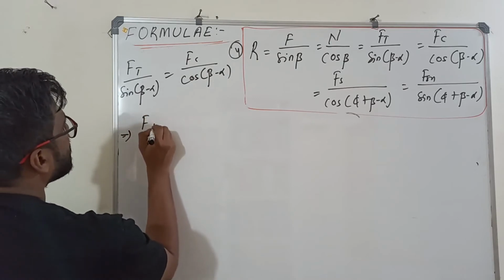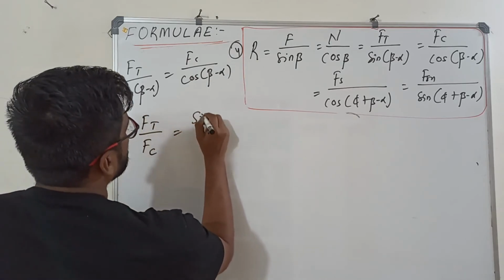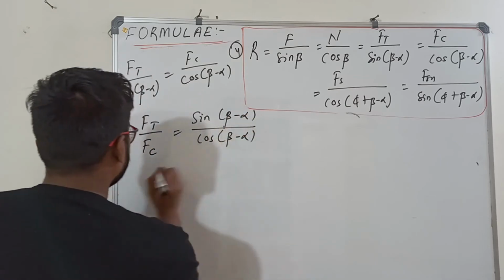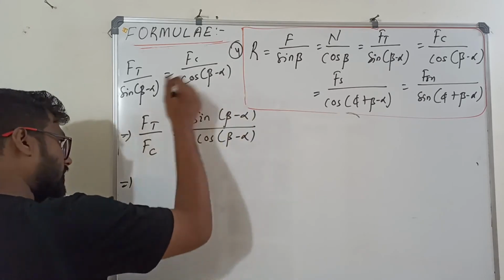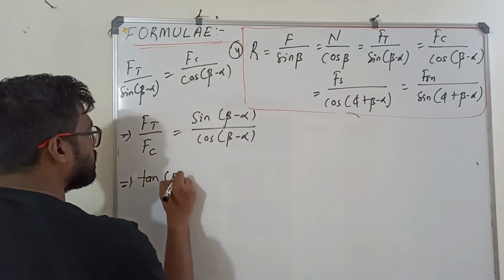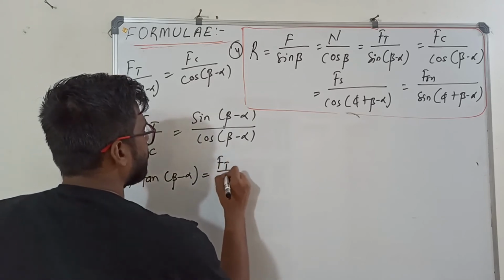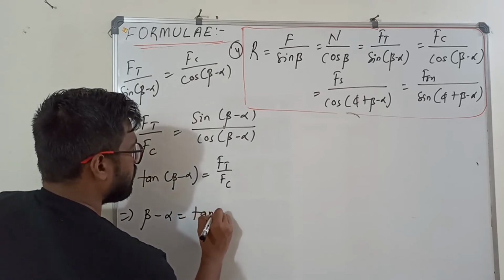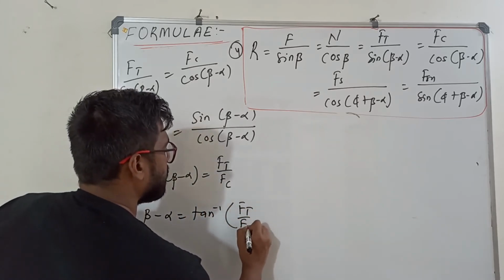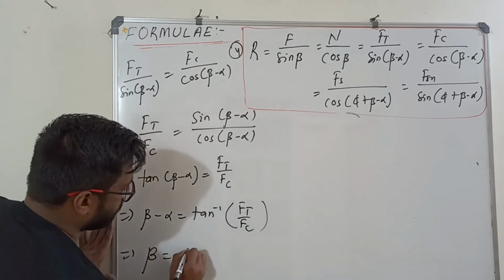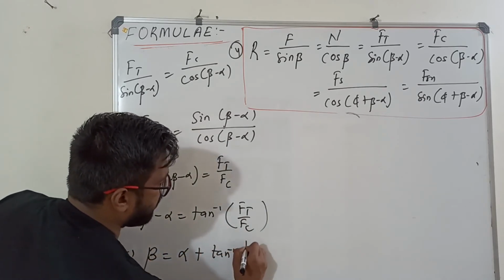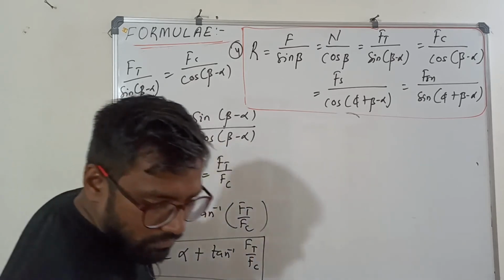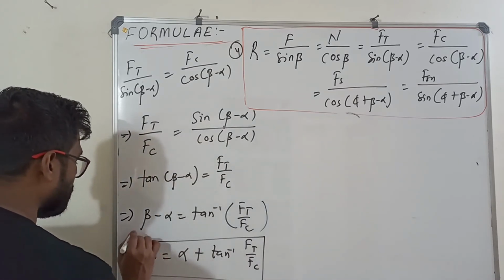This implies, what is your Ft by Fc then? Sir, sin(beta minus alpha) by cos(beta minus alpha). Very good. What is sin theta by cos theta? Tan theta. So tan(beta minus alpha) equal to Ft by Fc. This implies beta minus alpha equal to tan inverse of Ft by Fc. This implies beta is equal to alpha plus tan inverse of Ft by Fc. This is your formula number 6.